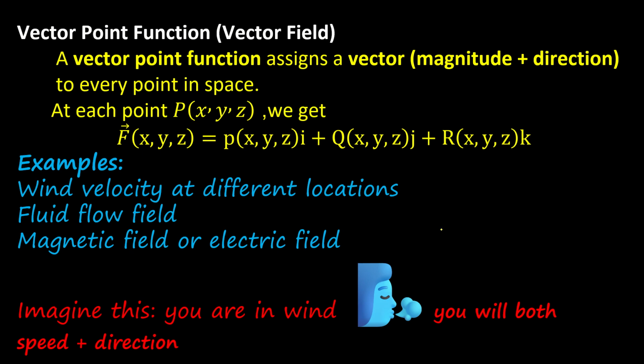A vector point function assigns a vector to every point in the space. So like in 3 dimensions, the x, y and z plane, each and every point has direction and magnitude. Just imagine this: when you are in wind, you feel both speed and direction.